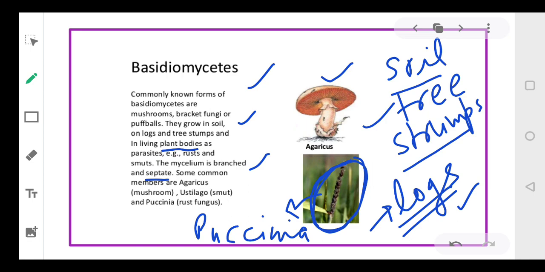Okay, so Basidiomycetes, right? Common examples are mushrooms, and they are generally found in damp spaces, in the soil, near the tree trunks, in decaying logs. The mycelium is branched, septa are present, and common examples are mushroom, and here we are showing rust fungus.